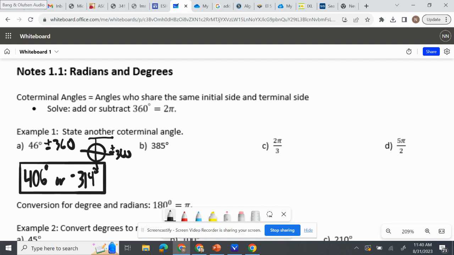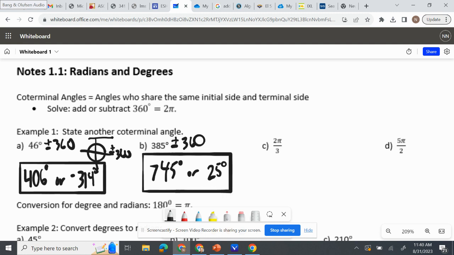In the same way, if we have 385, we're going to add or subtract 360. If we add 360, we get 745. If we subtract the 360, we get 25. And either of those is correct.